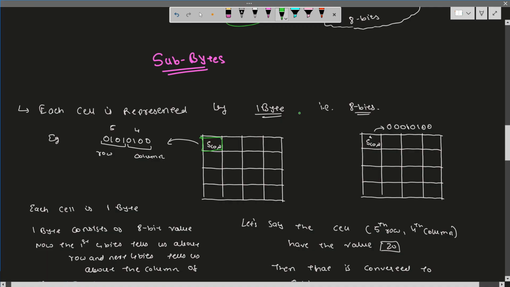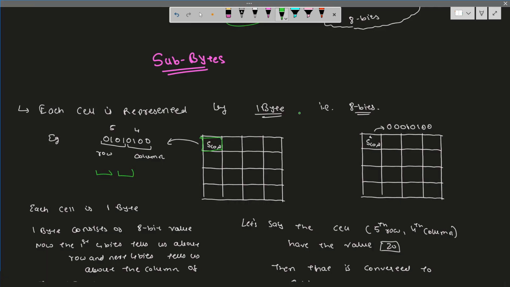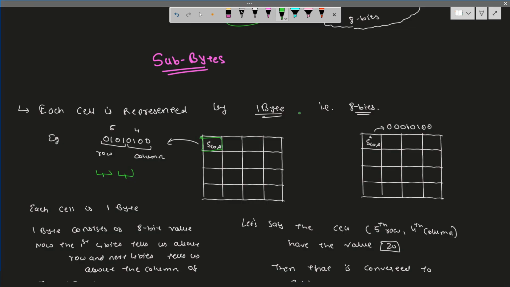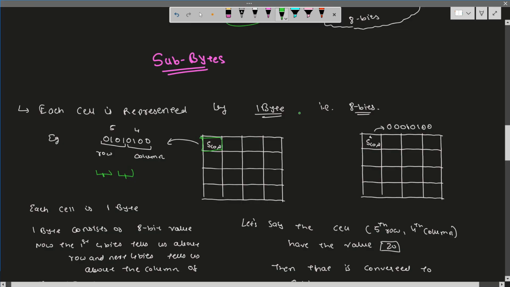Now I will divide that into a row first, using the first four bits, and then the last four bits are going to be taken as a column. So the row will be given by the first four bits of this 8-bit output from S00, and the last four bits are taken as the column.